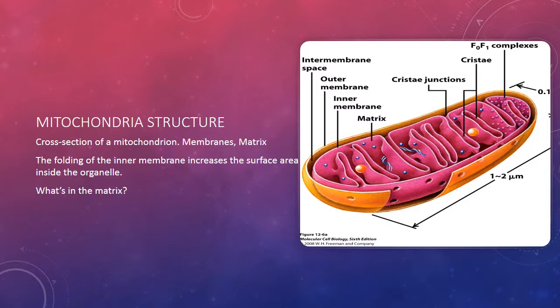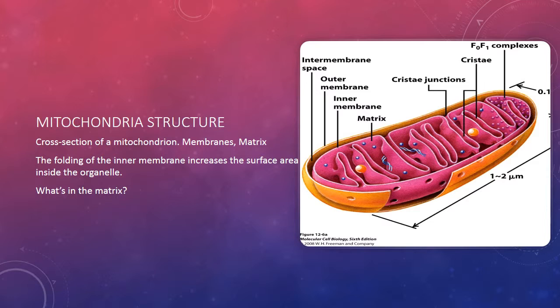The folding of the inner membrane increases the surface area inside the organelle. Since many of the chemical reactions happen on the inner membrane, the increased surface area creates more space for reactions to occur. If you have more space to work, you can get more work done. Similar surface area strategies are used by microvilli in your intestines.